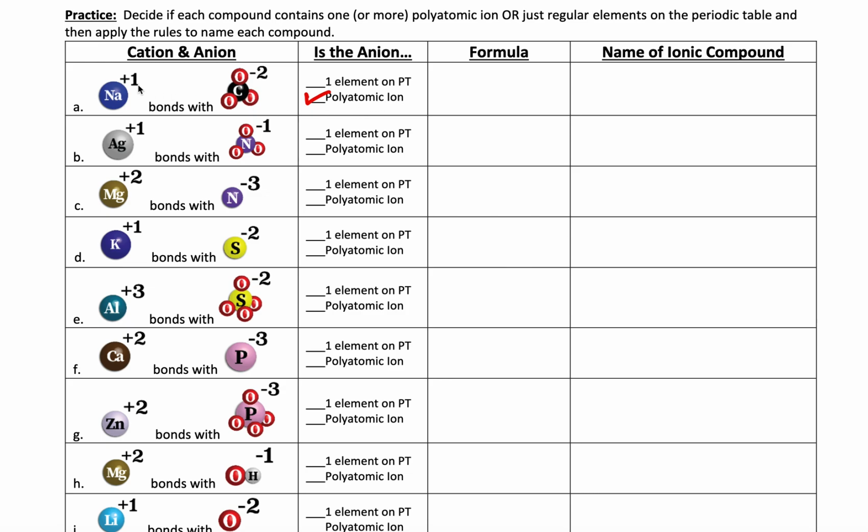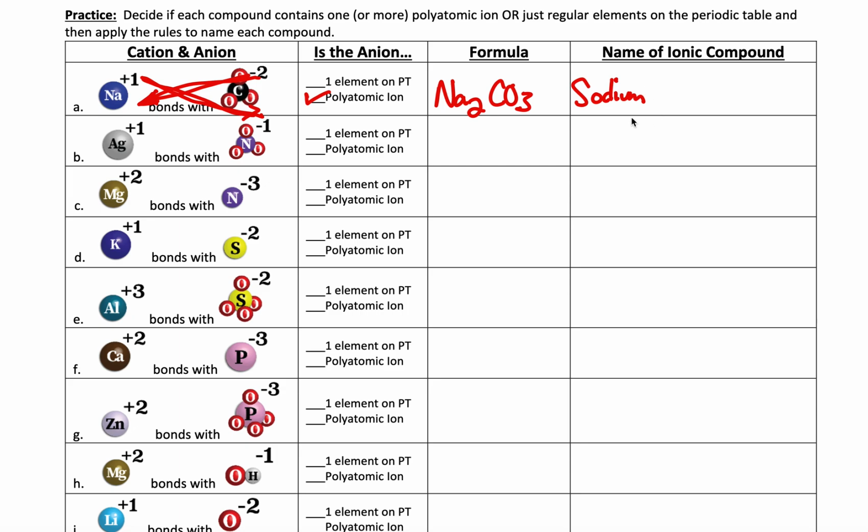So now, +1, -2. Compare the charges. If they're not the same, you got to crisscross them. So the 2 is going to go after the sodium. The 1 is going to go after the carbonate. So the 2 from the carbonate is going to go after the sodium. And then you write the formula for carbonate. The 1 is going to come after that. So I'm not going to write anything. Just Na2CO3. What do we call this?